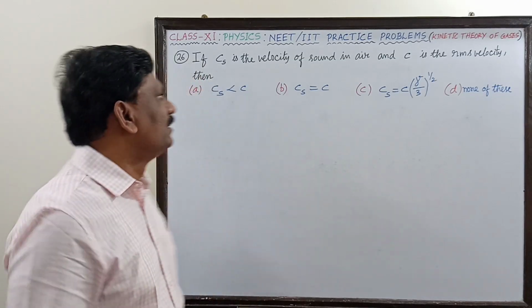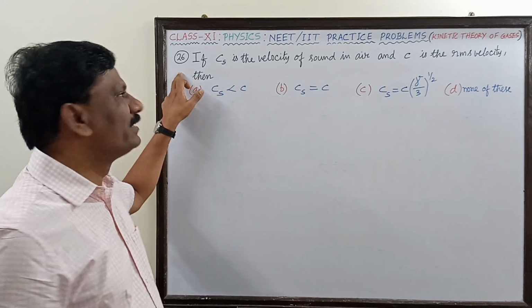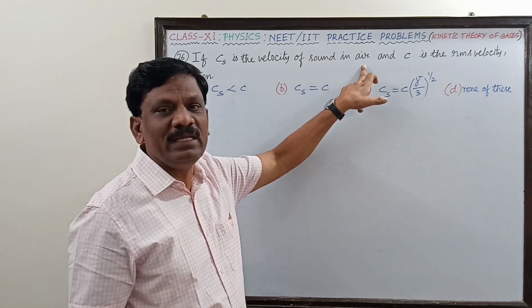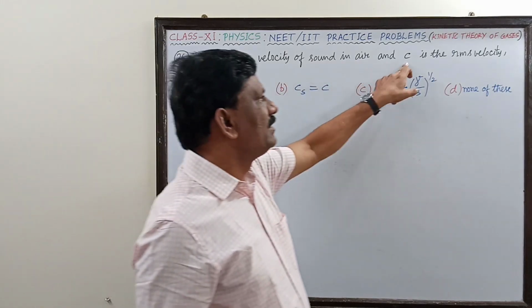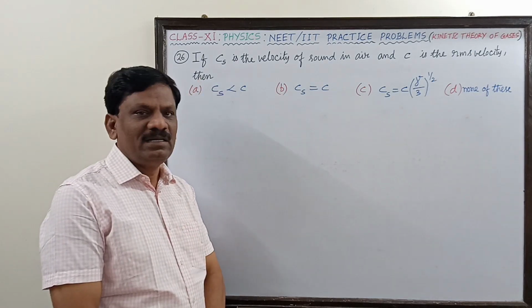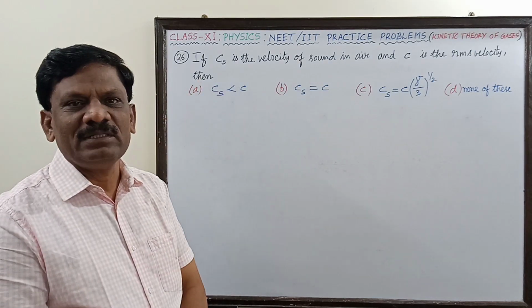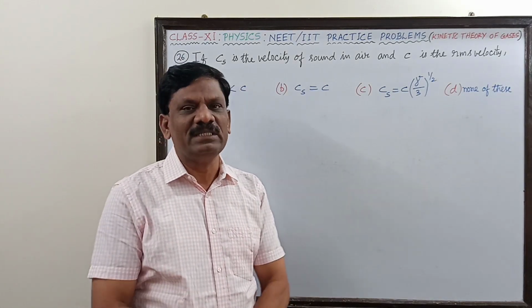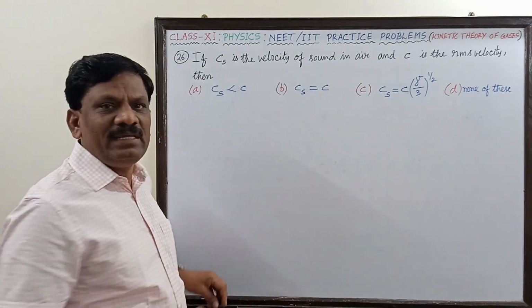Hi students, MCQ number 26. If Cs is the velocity of sound in air and C is the RMS velocity, then these four options are given. It is an entirely different type of question, a very good question and very easy to think.